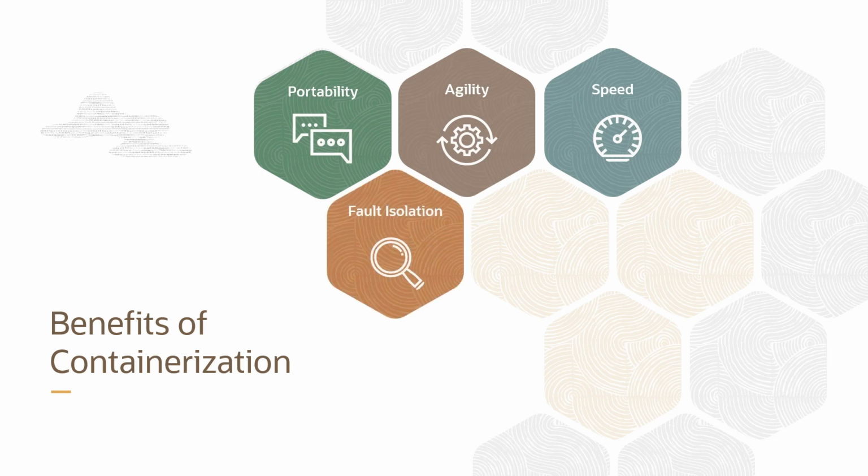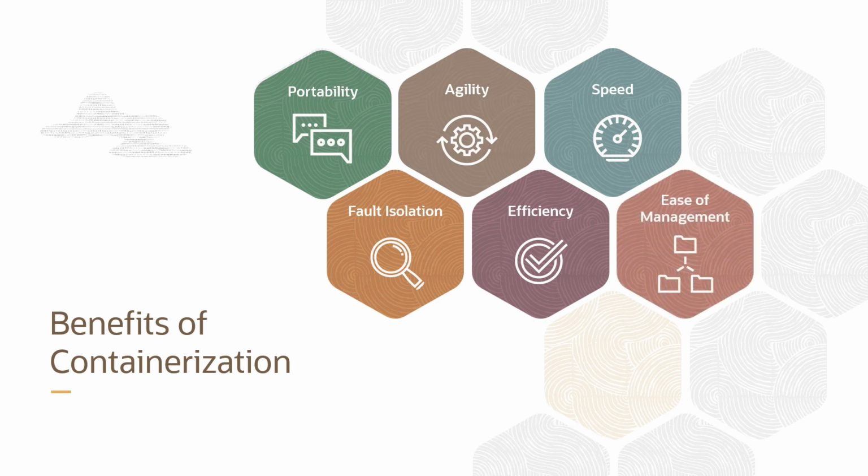Fault isolation ensures robustness, allowing independent operations without affecting others. Efficiency thrives as containers share the OS kernel and reusable layers, optimizing server utilization. The ease of management is achieved through orchestration platforms like Kubernetes, automating essential tasks. Security remains paramount as container isolation and defined permissions fortify the infrastructure against malicious threats.